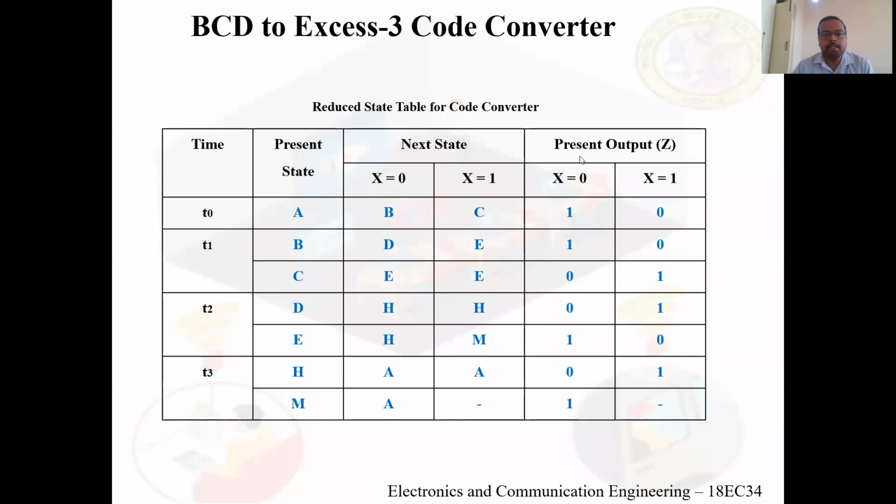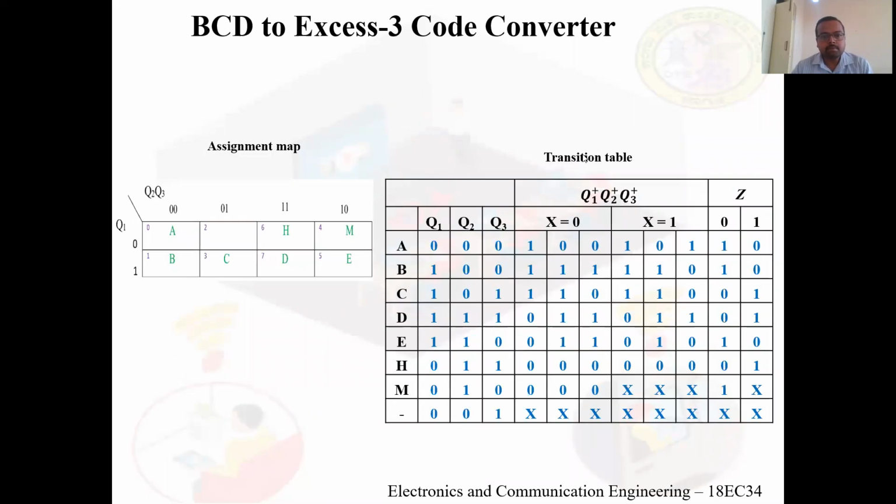Now, how do you write it in the assignment map? This is how the assignment map is. As you can see here, A and B are written adjacent. B and C are here. We have D and E, H and M. We have A, B, C here, D, E, H and M.